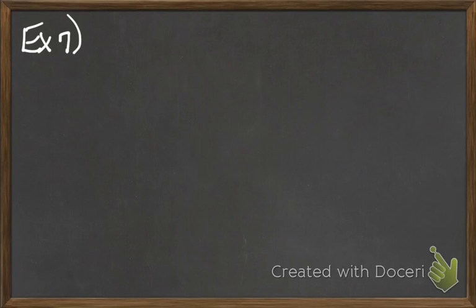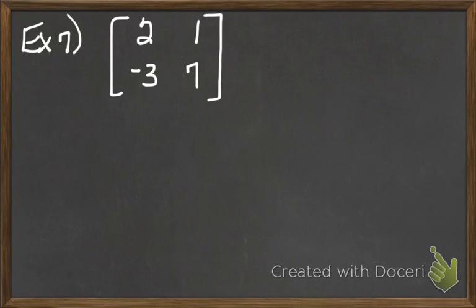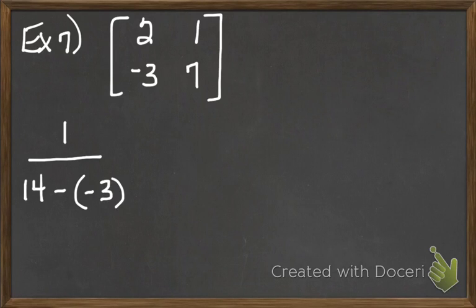All right, so let's look at one like this. If we have 2 and 1 and -3 and 7. So they'll give you the 2 by 2 matrix, and the directions will say find the inverse of each matrix. So you're going to start the formula by doing 1 over, and then you're going to do A times D, that's 2 times 7, which is 14. The formula says subtract, and then -3 times 1, or 1 times -3, that's -3.